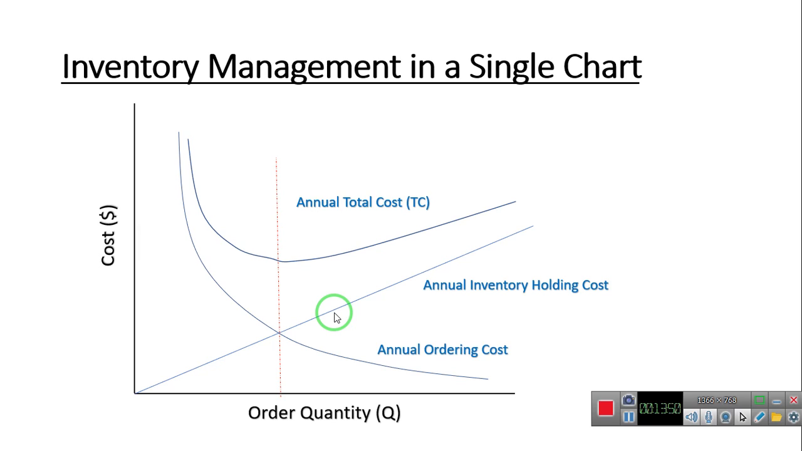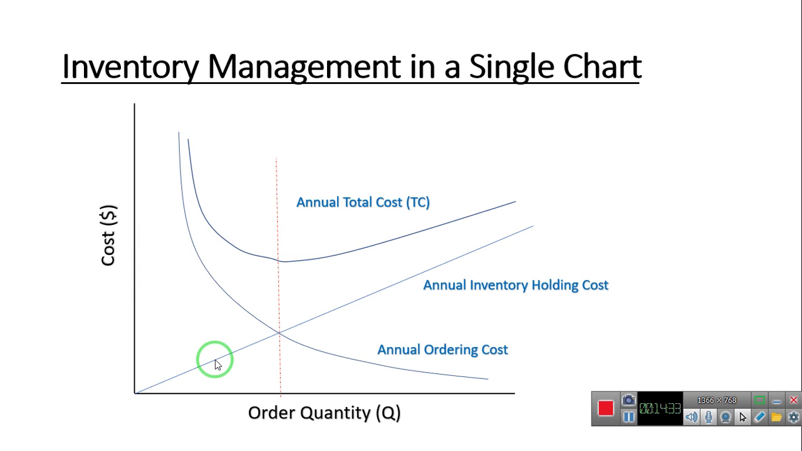You're going to get smaller quantities of beer, wine, whatever. But you're going to have a lot more orders. So you're going to have to pay for shipping on those orders, right? 52 shipments instead of one big shipment. So yes, the larger the quantity, the lower your ordering cost. The smaller the quantity, the higher the cost per order. Okay, so the curve looks like that.